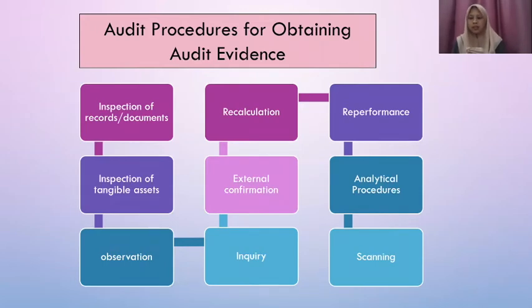Now, I have explained to you the management assertions. So now it is the duty of the auditor to carry out, to investigate, and to obtain sufficient and appropriate audit evidence by using audit procedures. As you can see from the screen, these are the audit procedures that can be done by the auditors. The auditors can inspect records and documents. They can also inspect tangible assets. They can conduct an observation. They can carry out an inquiry or external confirmation. They can also perform recalculation, reperformance, and they can also conduct analytical procedures and scanning.